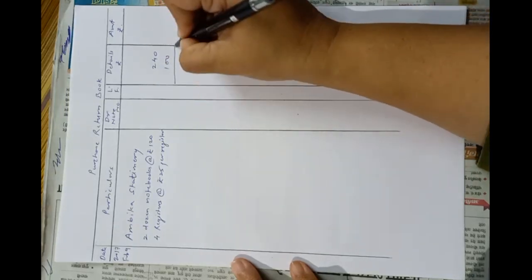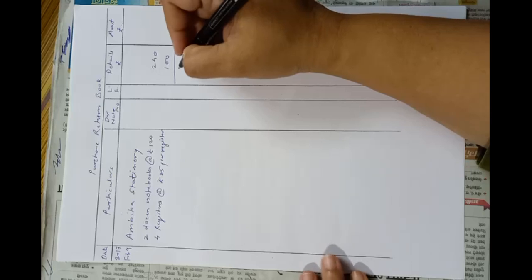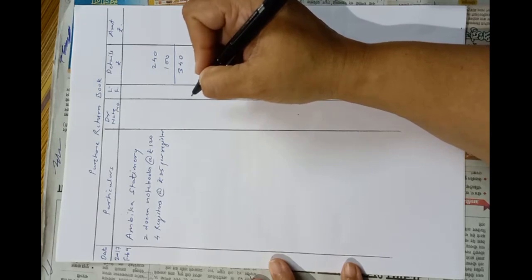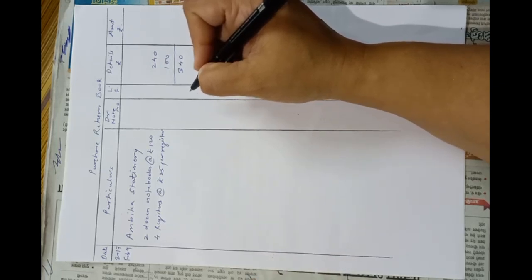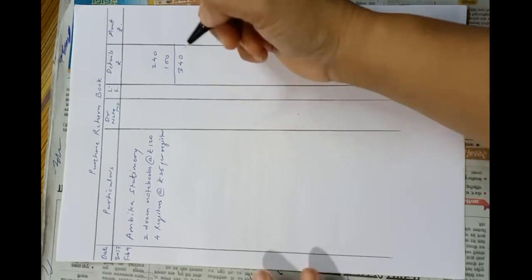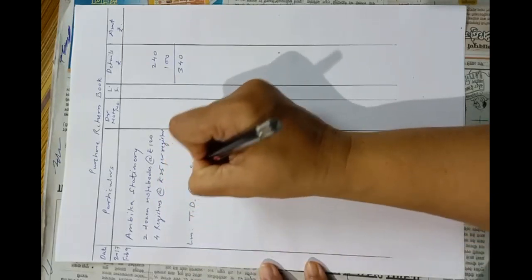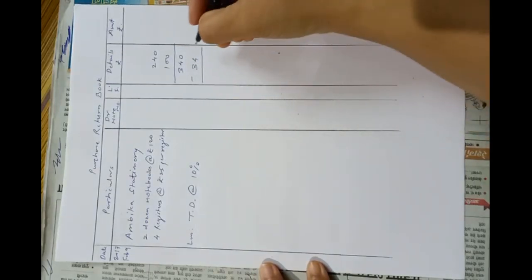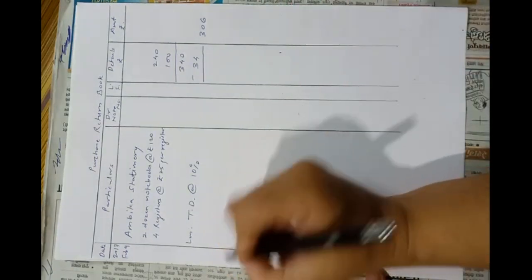Now we will add these amounts. So 240 plus 100 will be 340. And in purchase entries there is a discount of 10%. So we have to deduct the 10% trade discount from this transaction. Okay, so less trade discount at 10%. 10% of 340 is 34. So 340 minus 34, it will be 306.